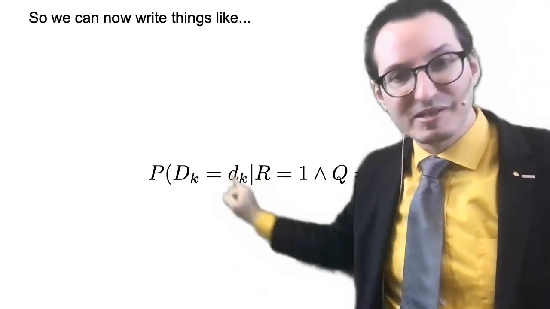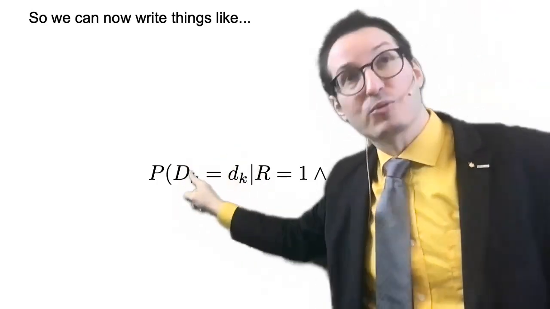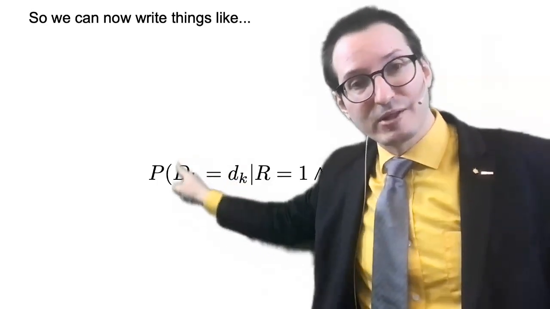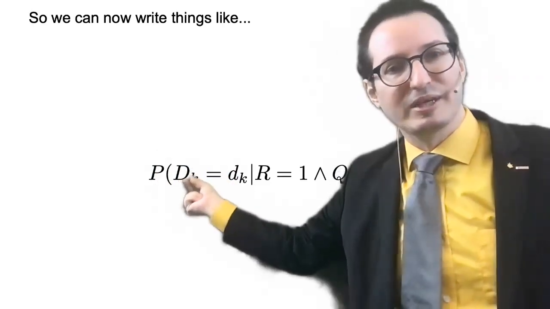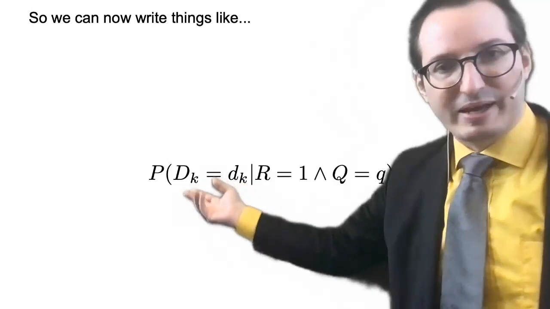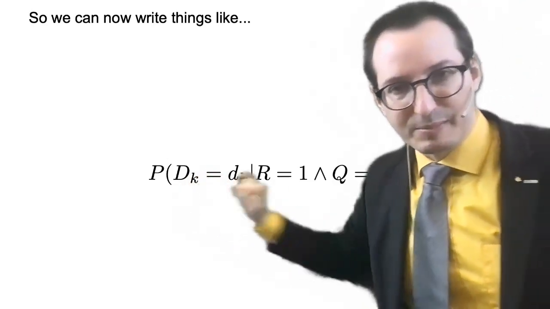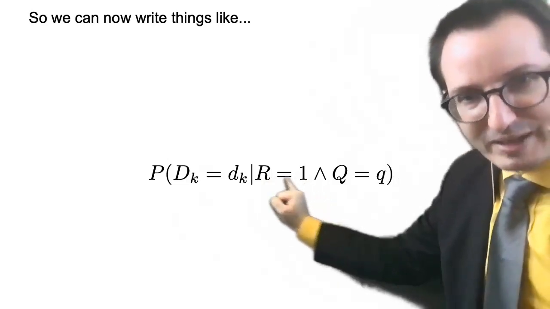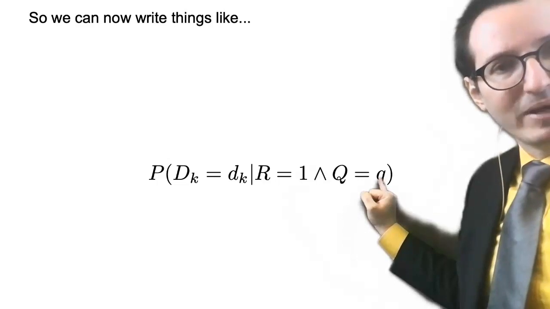So this is again a specific value here. I'm just not specifying it, but this is a specific value. This here is a random variable, where you're asking the question: in the world in which I am, is the document containing the term K? And now you can write things like, is my document containing or not the term K, depending on the fact that it's relevant and that the query is Q, right?